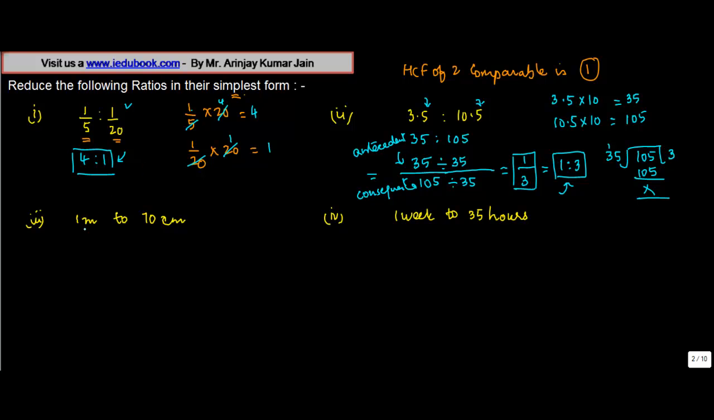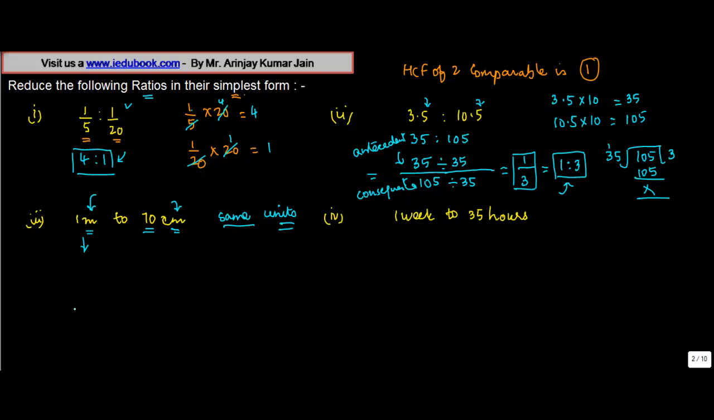The next one, 1 meter to 70 centimeter. Please note that what we have here is meter and what we have here is centimeter. Now, in order to compute ratios, I also told you earlier that the units have to be the same. So if one of the units is meter, the other one is centimeter, then we can convert both of them into common one. So you convert either meter into centimeter or you convert centimeter into meter. Right? We'll use this one.